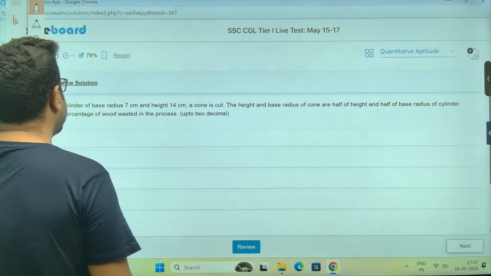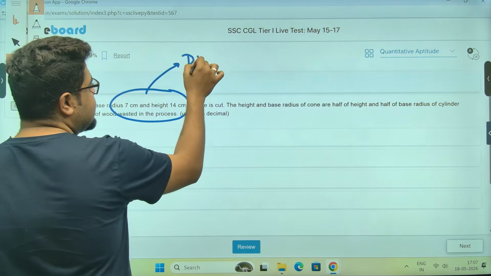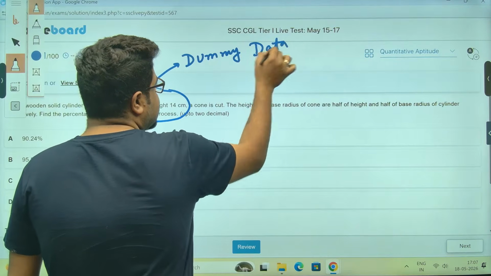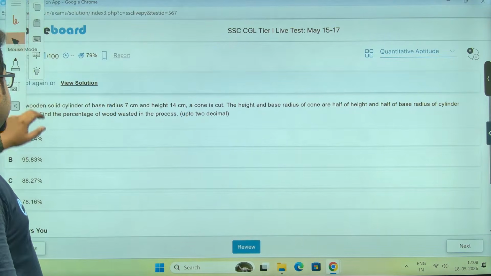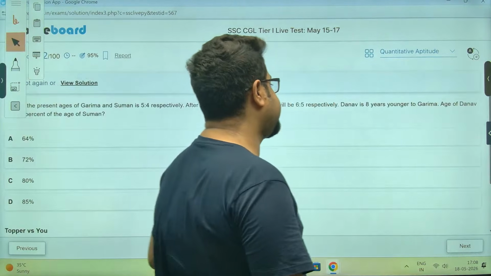Again, these values that they have given us, 7 and 14, are all dummy data. If you start with this and calculate that, you will just end up wasting your time. Not required at all.